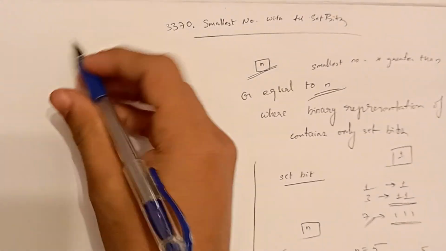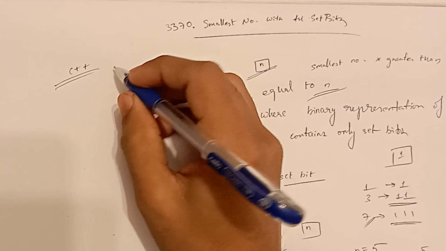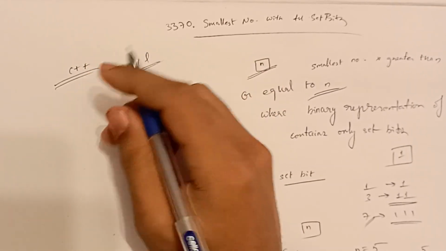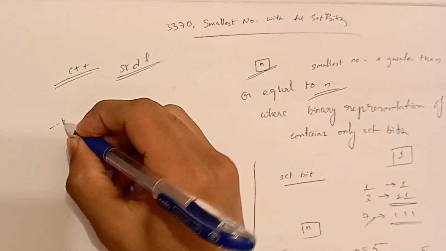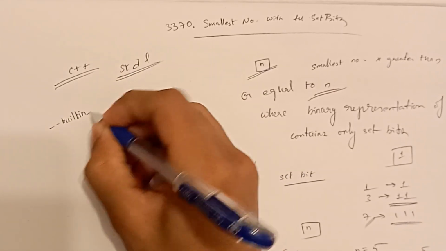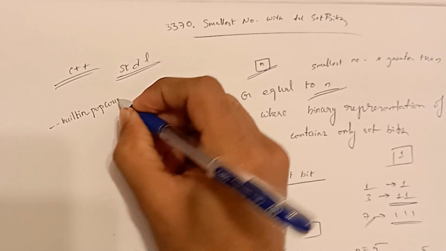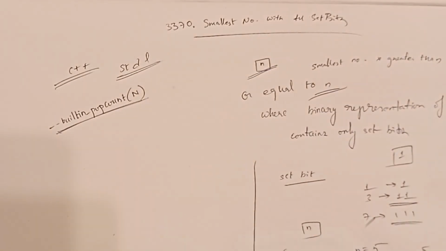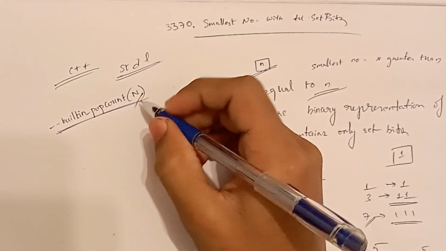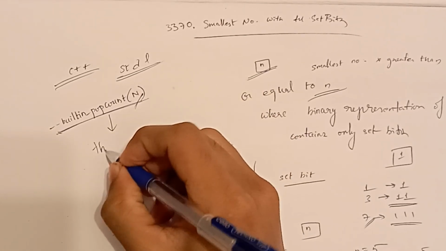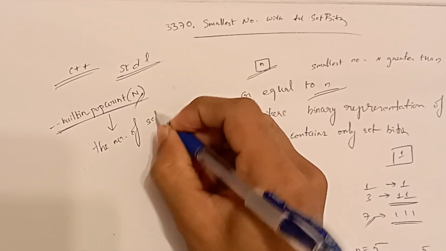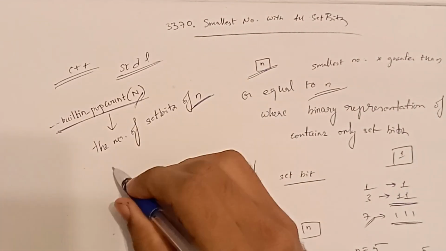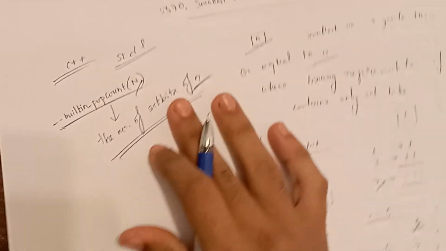But now in C++ there is a standard template library, and there is a built-in function called __builtin_popcount of n. So for n it will return the number of set bits of n. So this makes our approach easy.